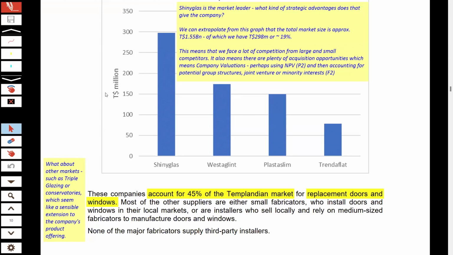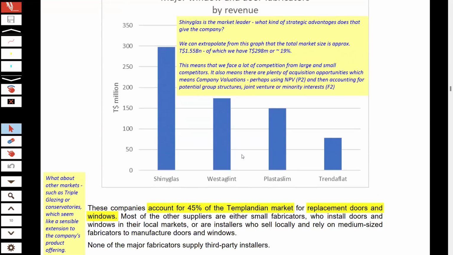So this diagram relates to the market for replacement windows and doors. It's not talking about the whole of the market that Shinyglas could be in Templand if we think about the other opportunities facing Shinyglas. However, using what we are told here, if we add up all of the sales of these 4, and this is 45% of the market for replacement windows and doors, what we can work out is that the total market size for replacement windows and doors is about 1.55 billion Templand dollars, and Shinyglas has got about 19% of that.